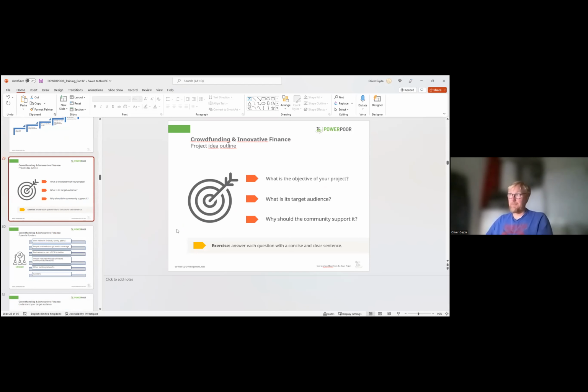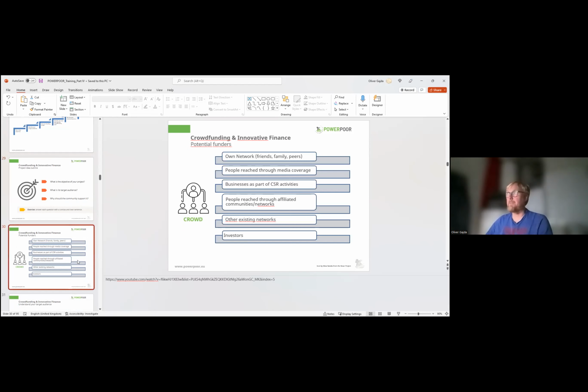It's basically, here we have the same, but you really need to be able to answer this, and you need to think about this like, this is a business. It's not just, oh, I get money for free. Where does the money come from? It's your own network, family, friends, and peers. Because they will support you if they like you.